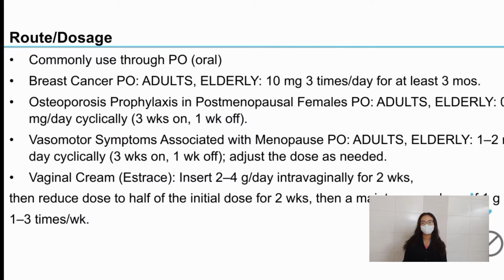Breast cancer PO, adults, elderly, 10 mg 3 times a day for at least 3 months. Osteoporosis prophylaxis in postmenopausal females PO, adults elderly 0.5 mg a day, cyclically 3 weeks on, 1 week off. Vasomotor symptoms associated with menopause orally, adults elderly 1 to 2 mg daily, cyclically 3 weeks on, 1 week off. Adjust the dose as needed.